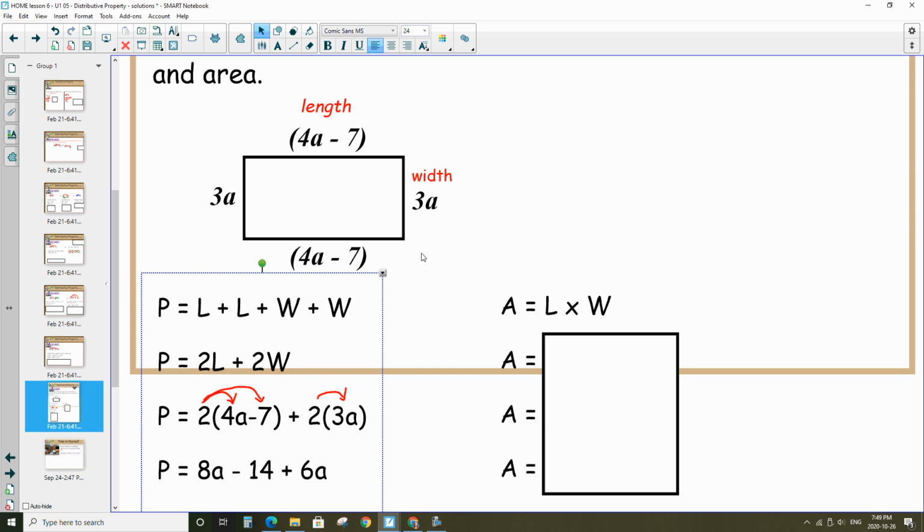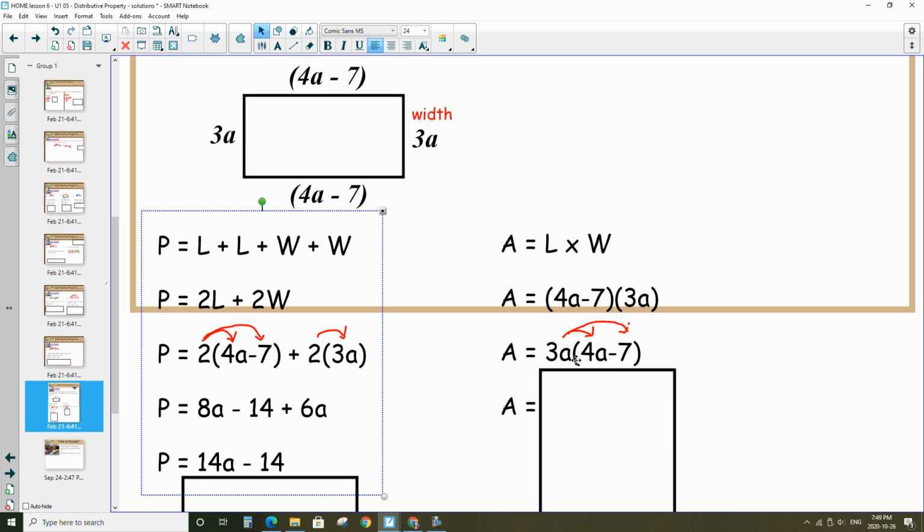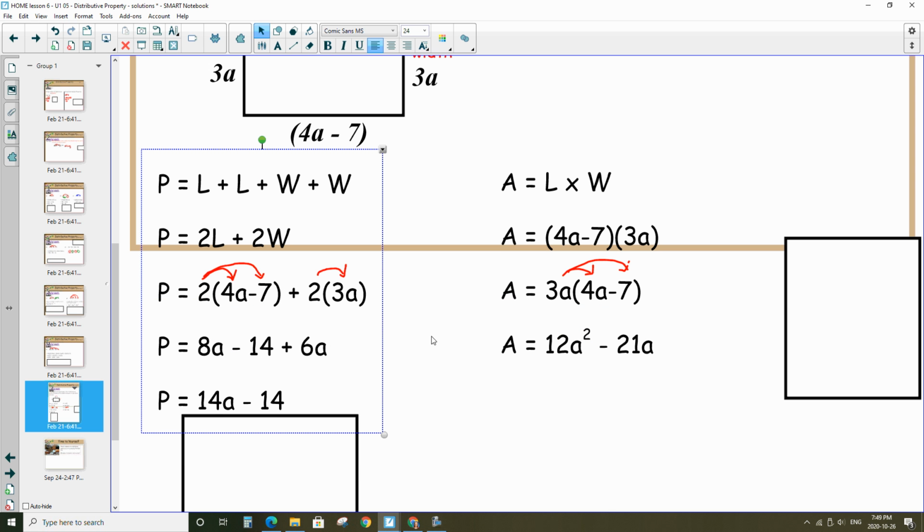For the area, I'm going to multiply my length times width. So 4a minus 7 times 3a. And in the next line, I just switched the 3a to the front. So we have our monomial in the front. And now I'm multiplying 3a times 4a minus 7 to eliminate the brackets. Okay, which gives me 3a times 4a is 12a squared, and 3a times negative 7 is negative 21a. And that is my simplified expression.